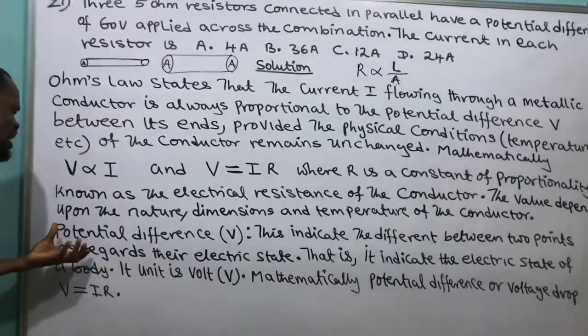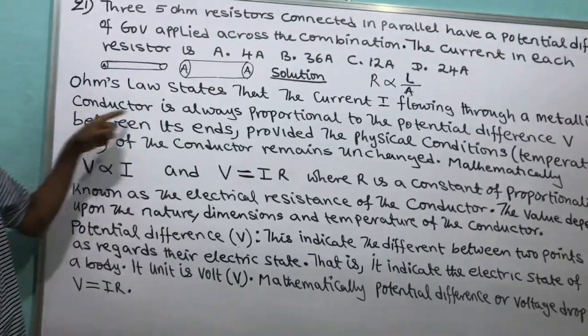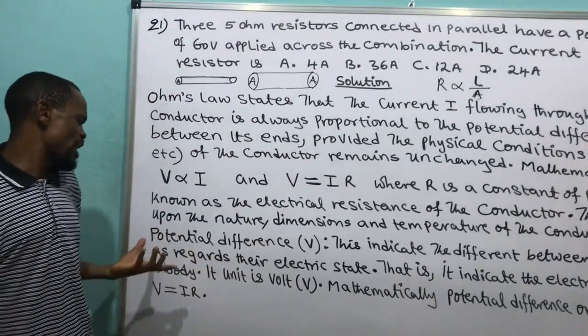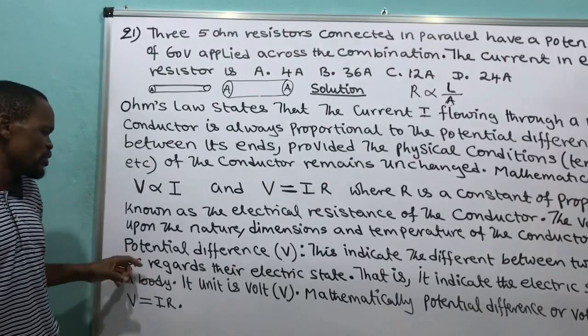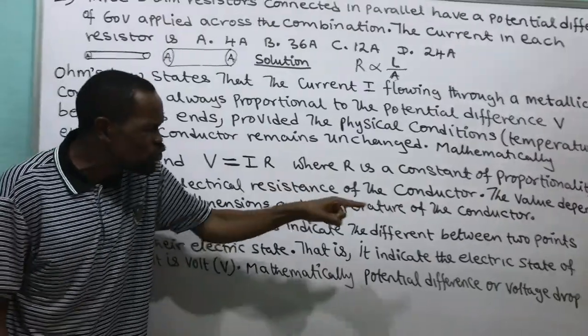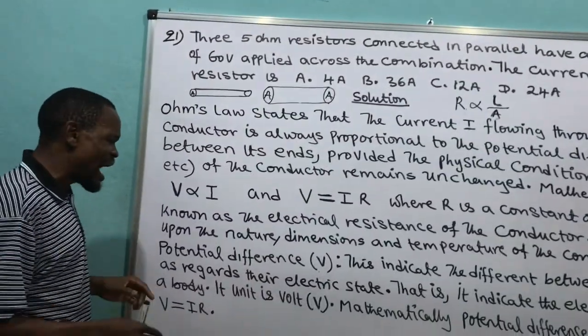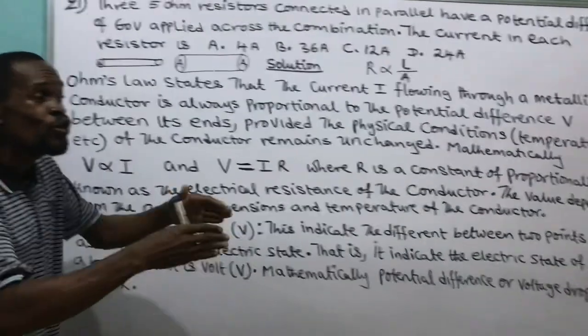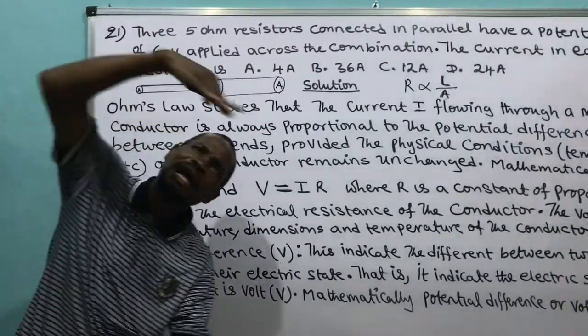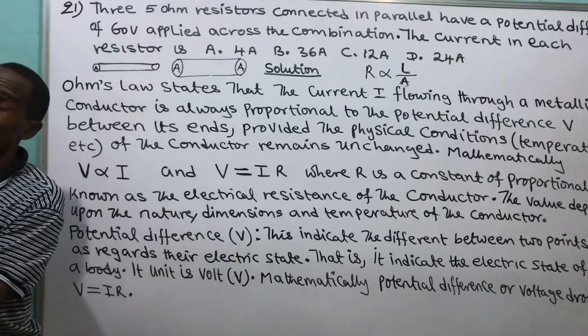Then coming here we say the potential difference, because we mentioned potential difference while we were defining Ohm's law. Then what is potential difference? We say potential difference indicates the difference between two points as regards their electrical states. Potential difference means that if something is moving from higher down, that means there is a potential difference.